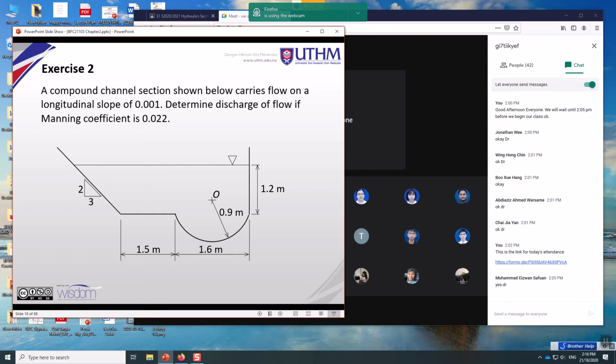That's the formula. Now, let us look at the compound section here. If you notice, the bottom part is actually a segment of a circle. It's not semicircular, it's a segment. If you draw a line connecting the edge to the center of the circle, you will get 2 theta. You need the 2 theta to solve for the area of flow as well as the wetted perimeter.